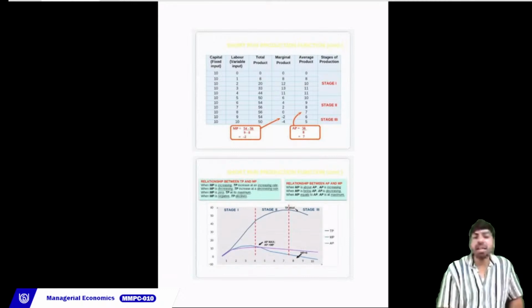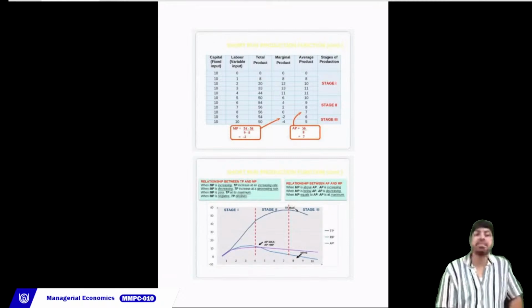That is stage 1, that is TP. When we talk about the total product, it increases at an increasing rate, that is stage 1. Then it becomes constant, that is stage 2. Then it starts declining, that is stage 3. The total product curve is shown over here in the blue line. The purple curve is the average product. The light blue curve is the marginal product.